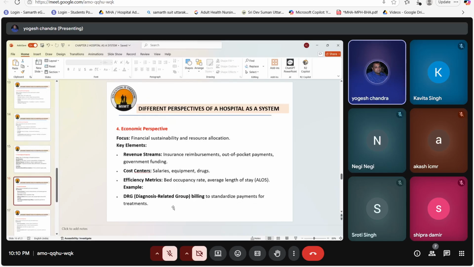As a hospital administrator, you should know this, and if you know this, that itself will make you stand out. So I hope you understand this diagnosis related group billing.